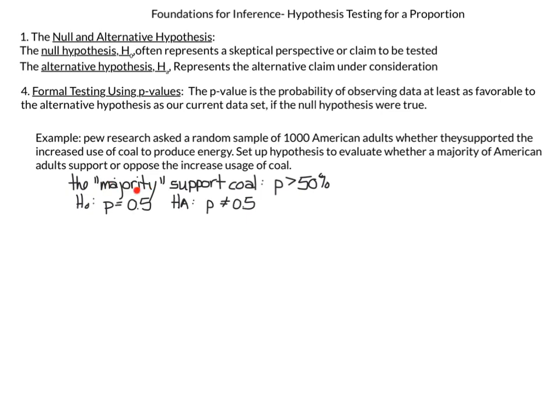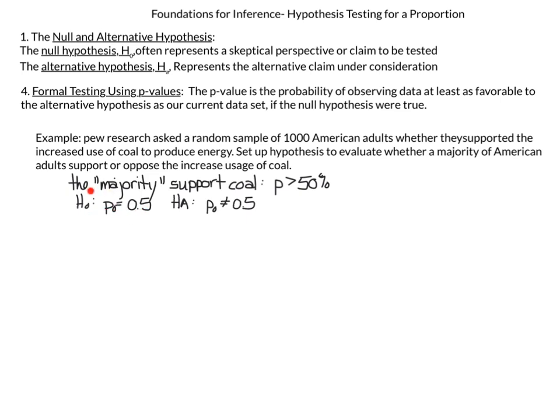So the idea of the majority support of coal, well, we're just going to say majority means more than 50% of the people. And when we set up H0 and HA, so actually I should put a P0 here, H naught again represents a skeptical claim to be tested, or something that's sort of status quo or nothing new or original. So it's sort of the bland take on things.